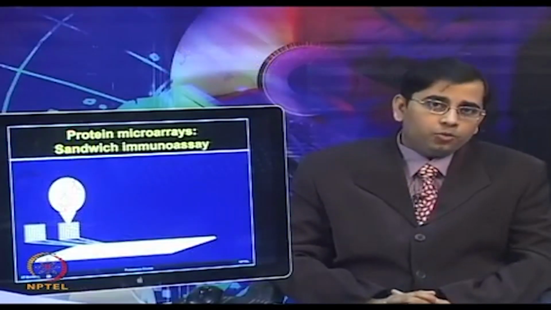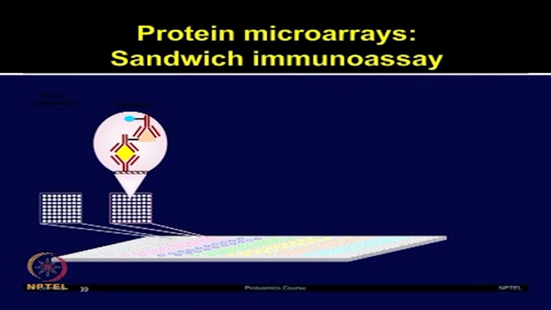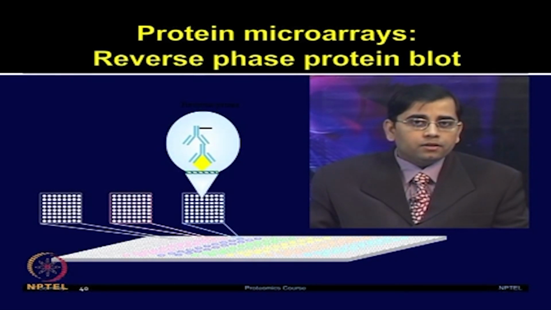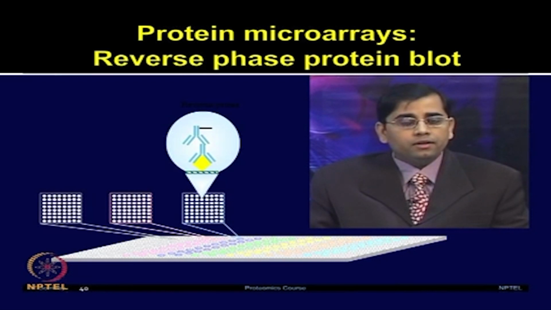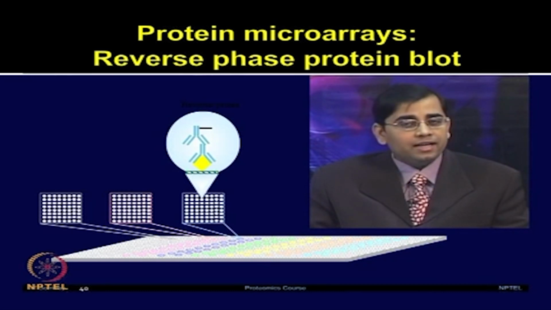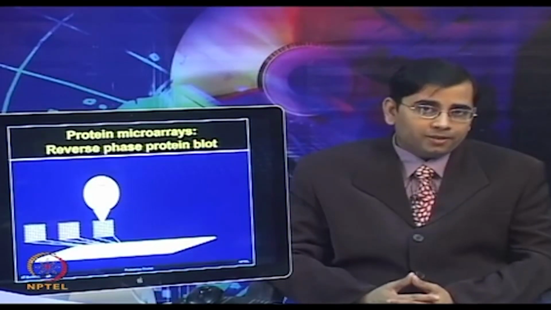Another approach is the sandwich immunoassay, in which the target protein is captured by an antibody, followed by detection with a labeled secondary antibody, as shown in the slide. The reverse phase protein blot. In this method, complex mixtures such as cell lysates are printed and probed with specific detection labels. All these three methods, the direct labeling, sandwich immunoassays and reverse phase protein blot, rely on antibodies. Obtaining good quality antibodies, and obtaining antibodies at the human proteome scale or any proteome scale, remains very challenging. So, people have started exploring different methods of printing proteins on the chip surface for different types of applications.